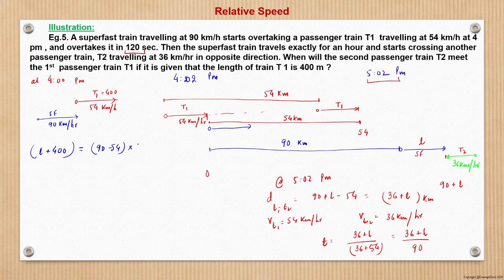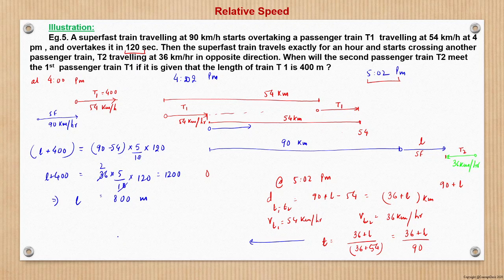So I can convert this to meter per second by multiplying by 5 by 18, and the time is 120 second. So 90 minus 54 is 36, into 5 by 18, into 120. So this is n plus 400. From here we get 1200. So n is equal to 800 meter. So now the value of n we have found out.